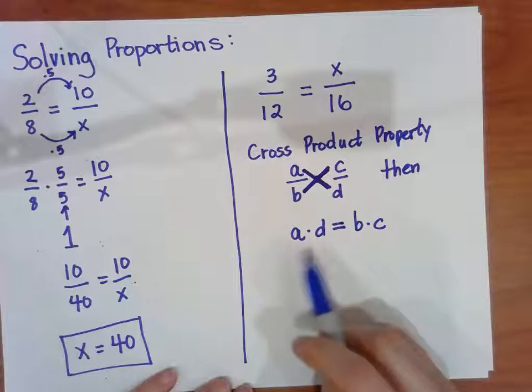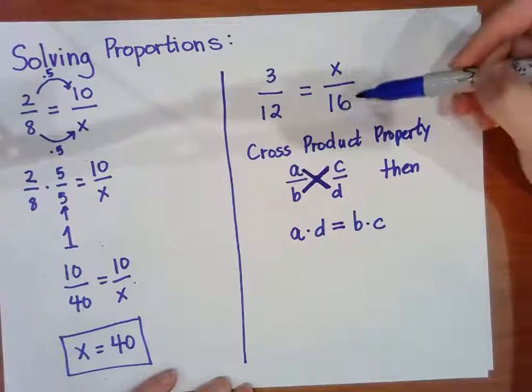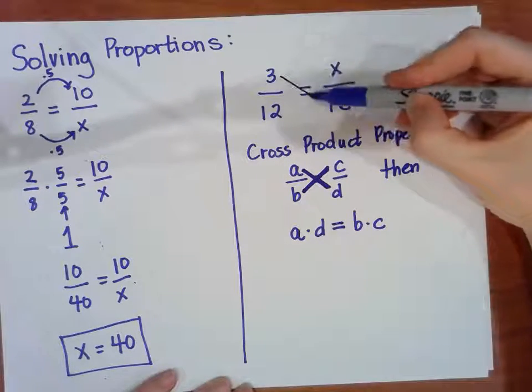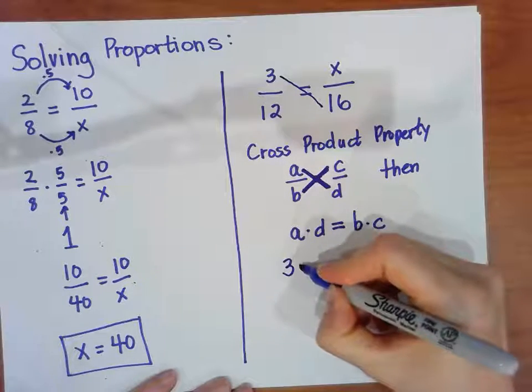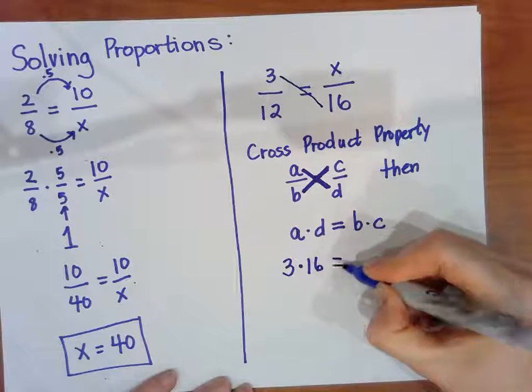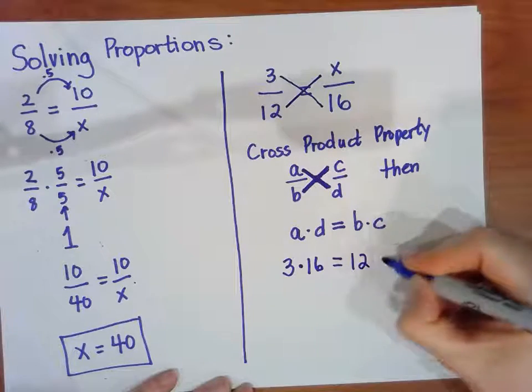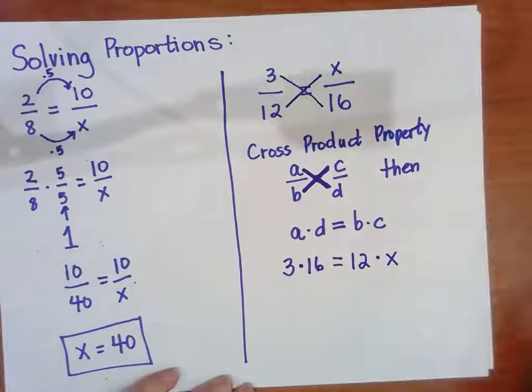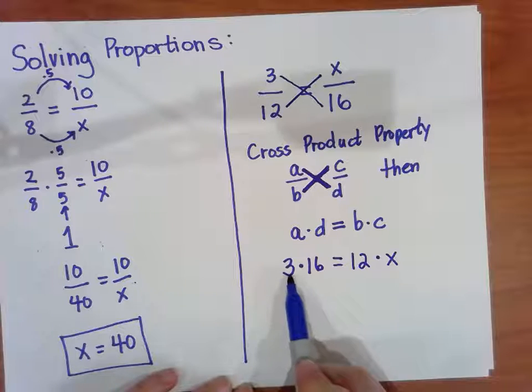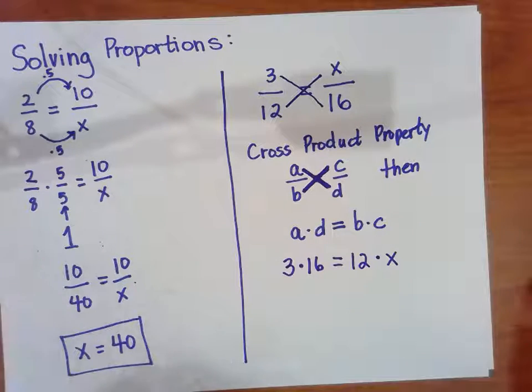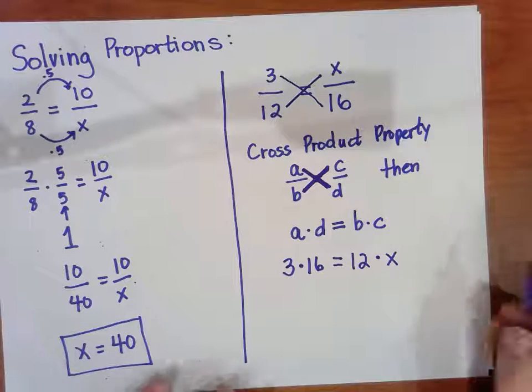So applying that property up here, we know that if we take 3 times 16, we will get exactly the same thing as if we do 12 times x. Now I'm going to encourage you to just leave it as 3 times 16. Don't multiply that out and get a big number. Okay, often it's a lot easier to solve these if you stay with the smaller numbers.